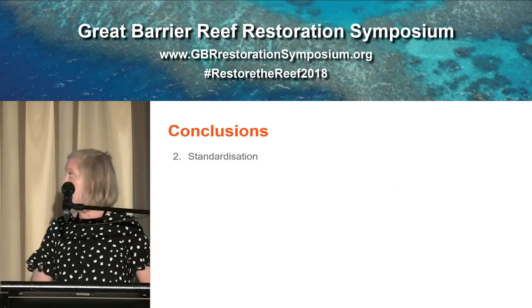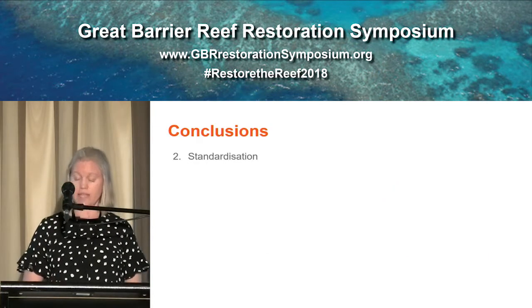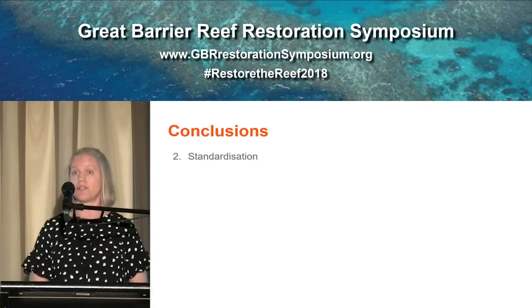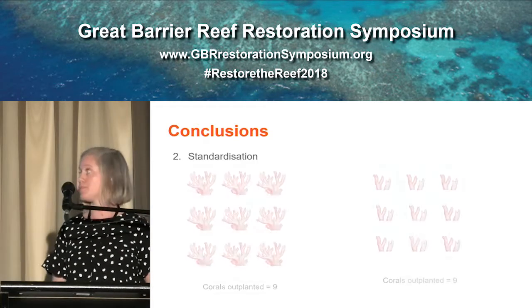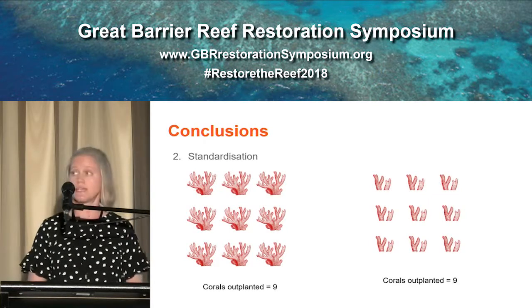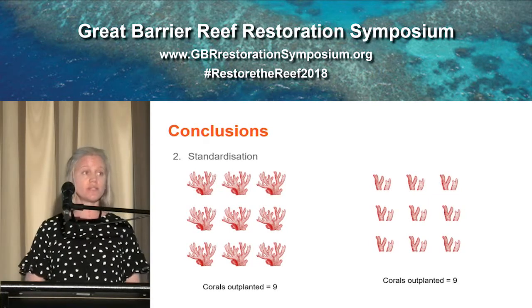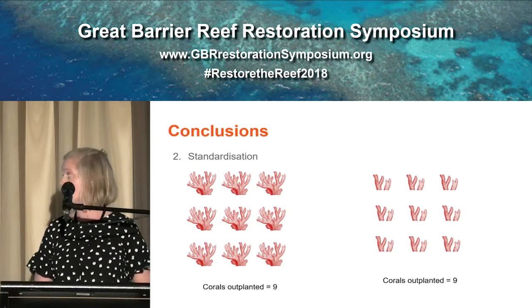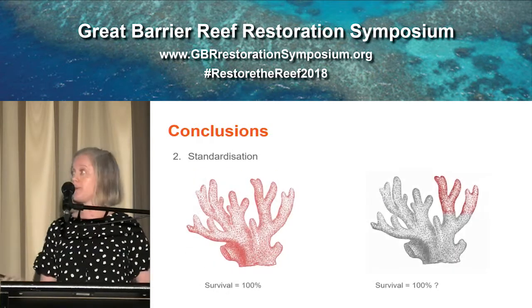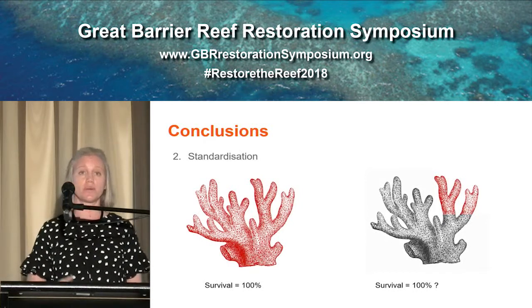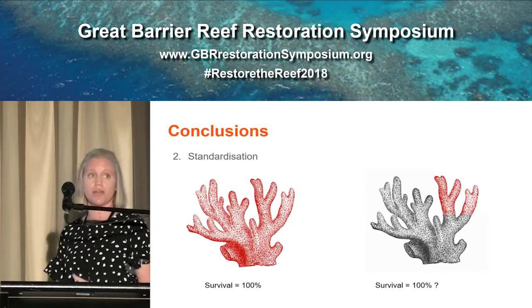The second is the need for standardization in studies. If we are to compare the success of different methods to each other, we need to be using the same metrics. And so just some examples. If we are comparing the numbers of corals that have been outplanted, are we comparing small fragments, or are we comparing full, complete coral colonies? When we're comparing survival in our studies, are we talking about partial survival, or are we talking about the complete survival of your outplant?